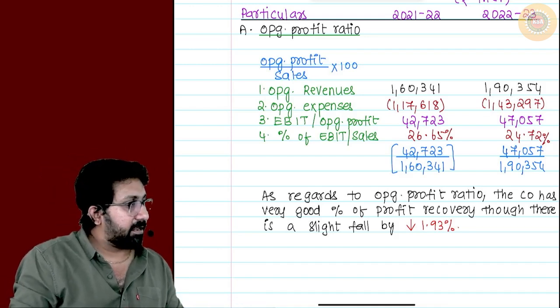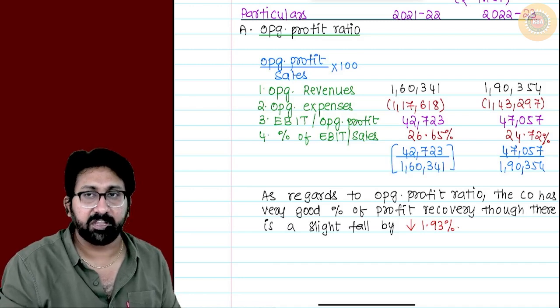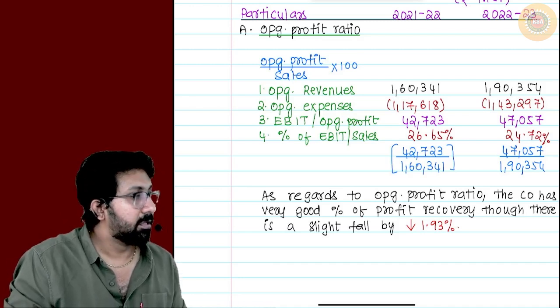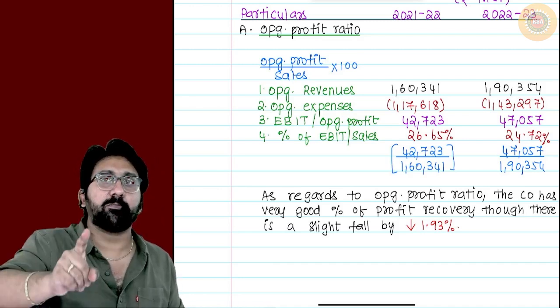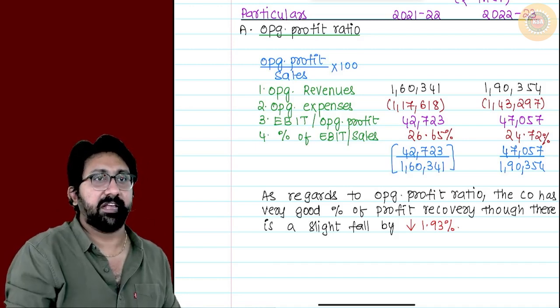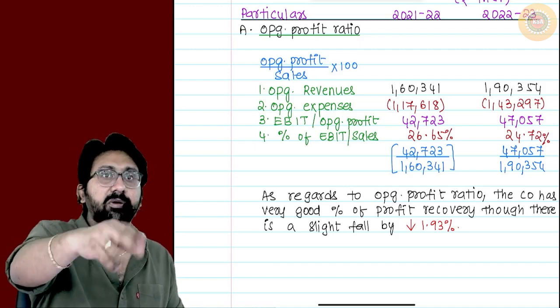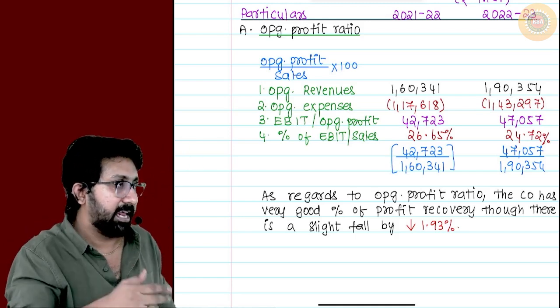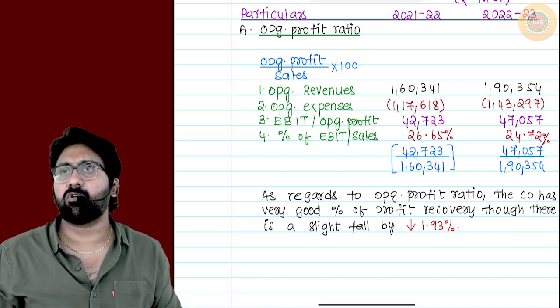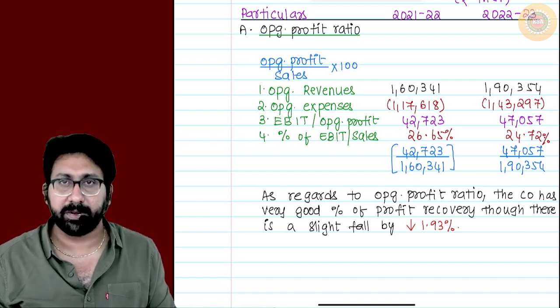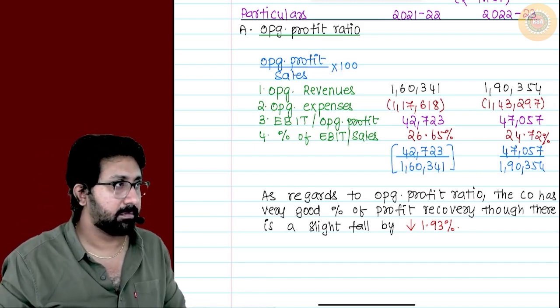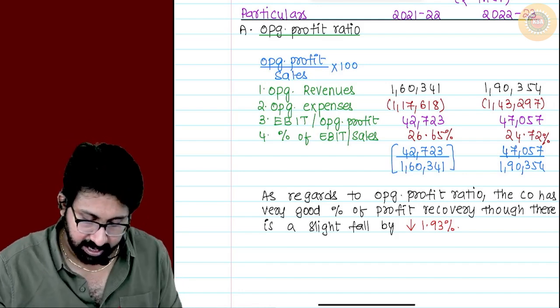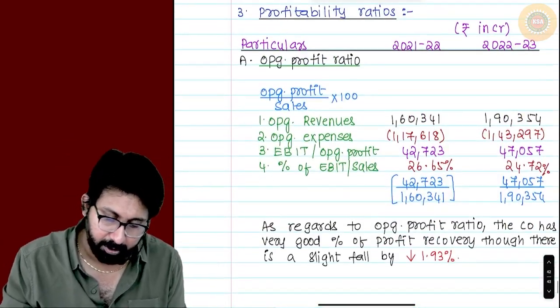143,297 divided by 190,354. That means for every 100 rupee, you spend how much now? 75. That means sale is same 100, but your expenses have increased. That's how we can analyze it. That means a little amount of expenses they incurred more on operations this year. Listening everyone? Last one. B. Net profit ratio.